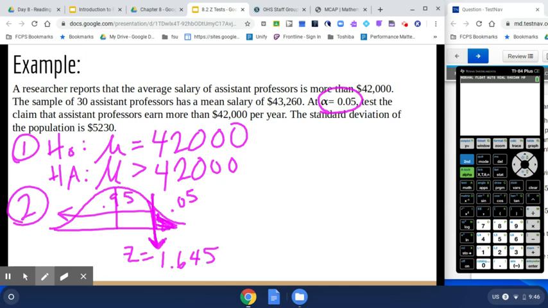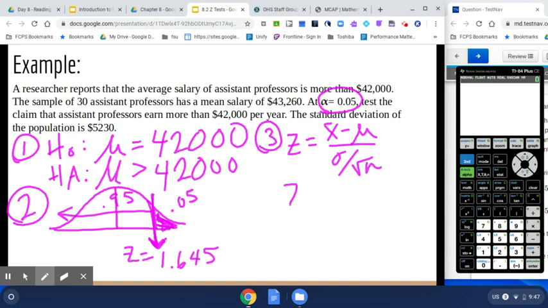Okay, step number 3 of the process, we're going to find what is called the z-test statistic. So we're actually using the formula for the z-score from the central limit theorem section, which says we take the sample mean x bar minus the population mean mu and divide it by the standard deviation of the population sigma divided by the square root of the sample size n.